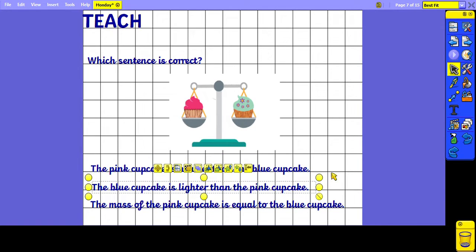The second one says the blue cupcake is lighter than the pink cupcake. If that was the case, the side with the blue cupcake on would have moved up and the side with the pink cupcake on would have moved down. So again, we can say that one is false. Finally, the last one says the mass of the pink cupcake is equal to the blue cupcake. As we've already discussed, the balance scales are level, and that tells us that the mass of the pink and blue cupcake is the same. So the final statement is correct.